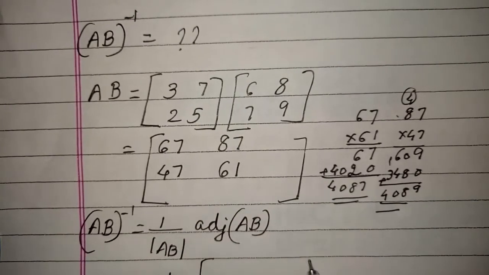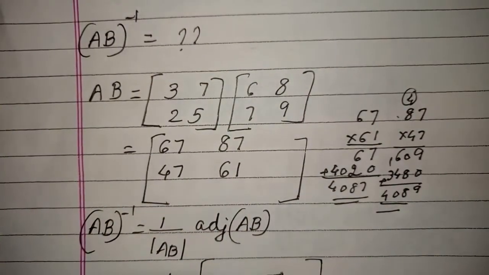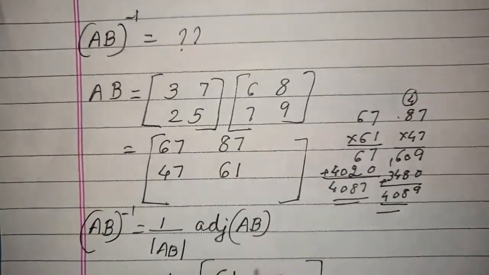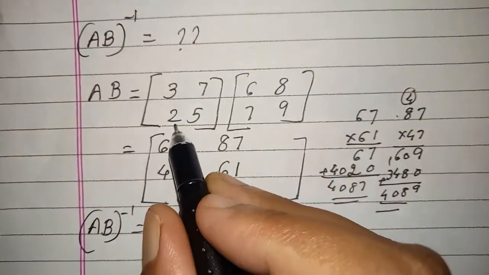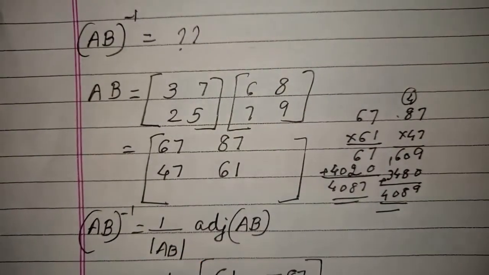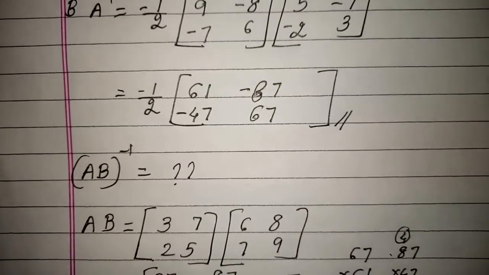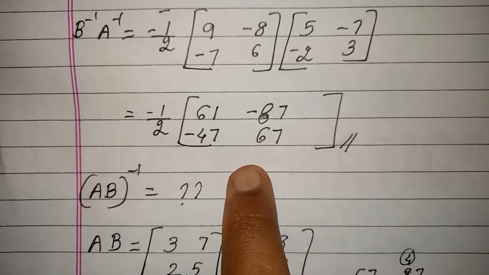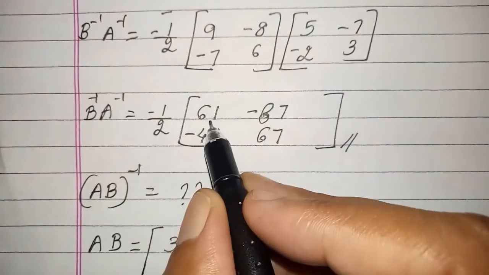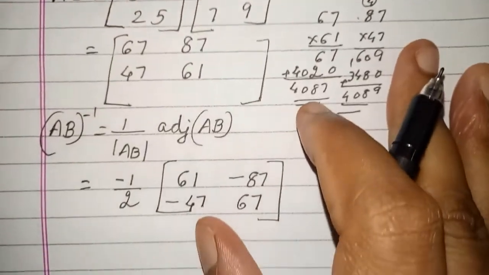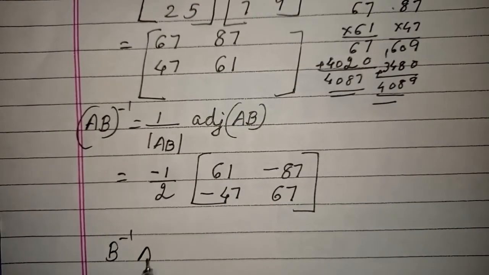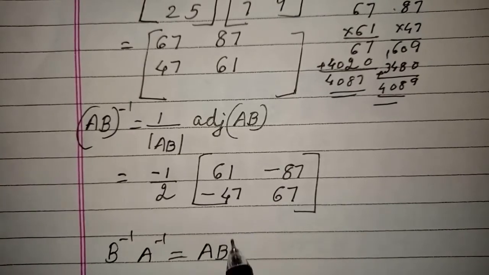Now adjoint of AB. Position negative, position negative. First row, first column. First row, second column. Second row, first column. Second row, second column. This is my AB inverse. And you can see, children, this is my B inverse, A inverse also. Yes or no? My B inverse, A inverse is minus half of [61, -47; -87, 67]. So I have got my property that B inverse, A inverse is nothing but (AB) inverse.